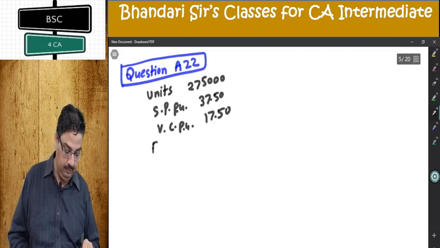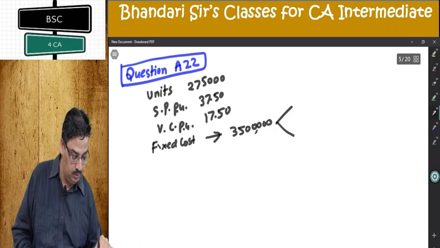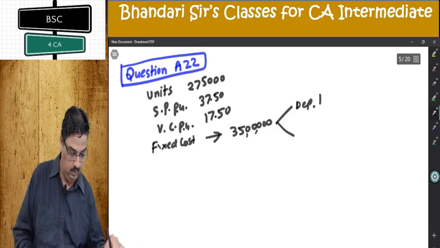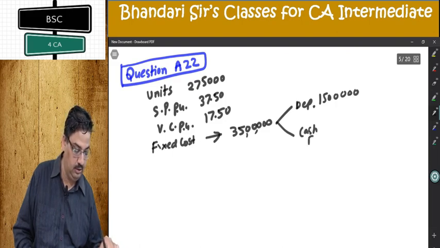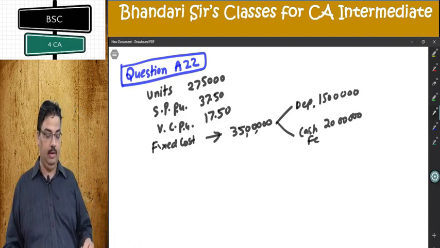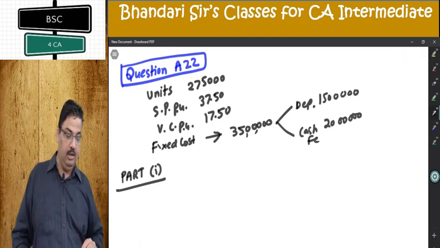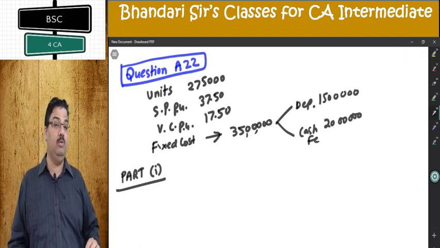Fixed cost incurred 35 lakh. It includes depreciation 15 lakhs, means cash fixed cost 20 lakh is included. No inventories are there. It's good no inventories are there. I go part by part now. Part 1. Compute break-even sale quantity. Quantity is wanted.